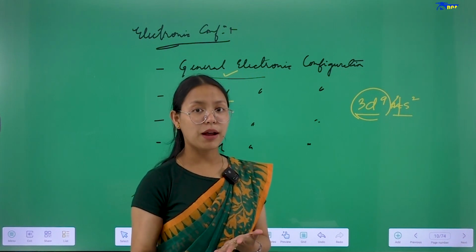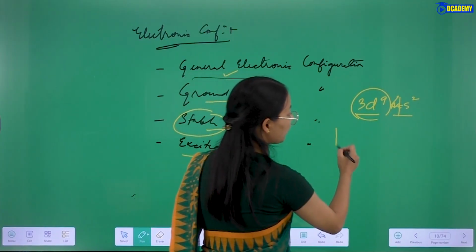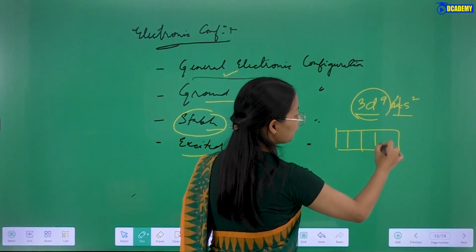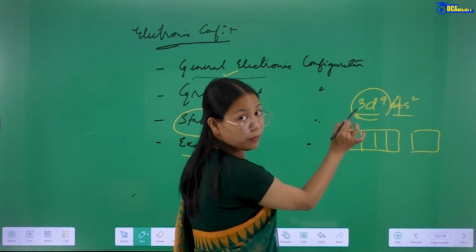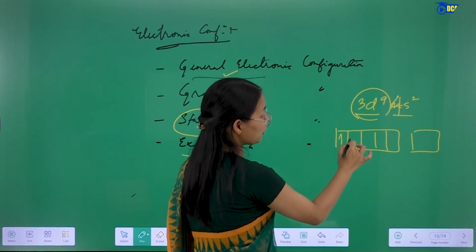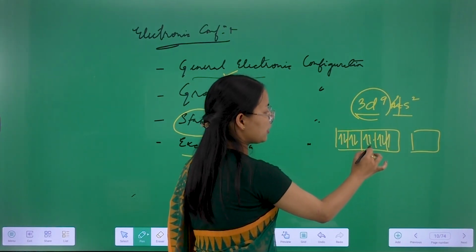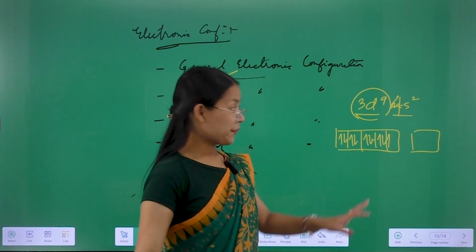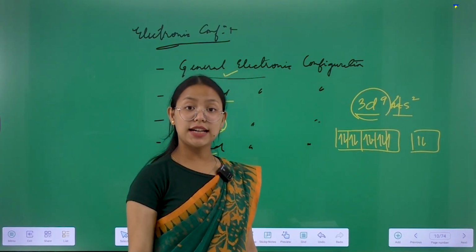For example, let's say we want to get a stable electronic configuration. In the d orbital, there are electrons: 1, 2, 3, 4, 5, 6, 7, 8, 9. And in the 4s, there are 1, 2 electrons.